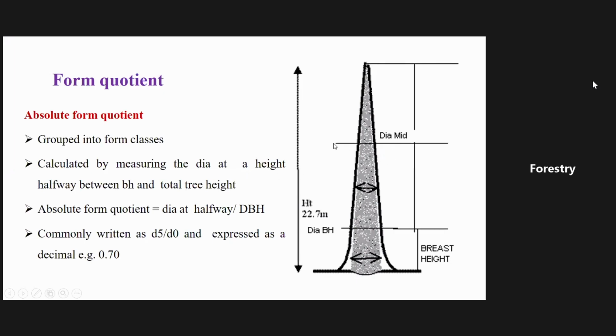This is the measurement of diameter at halfway above the breast height. Commonly it is written as d5 divided by d0, and it is expressed as a decimal, for example 0.70. This form factor is always expressed in decimals. It varies from 0 to 1. It does not exceed 1. Always it is between 0 and 1.